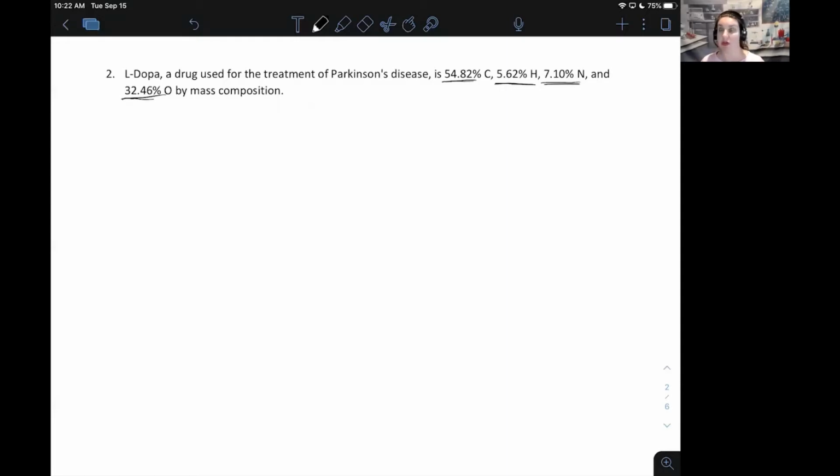So I usually just assume in these situations where I'm given percent by mass that I have a total mass of 100 grams. So my total mass here is going to be 100 grams. I'm going to multiply by the fractional amount. So this would be 0.5482, this would be 0.0562, this would be 0.0710, and this would be 0.3246 in a fraction.